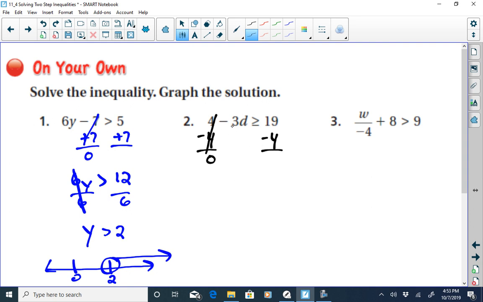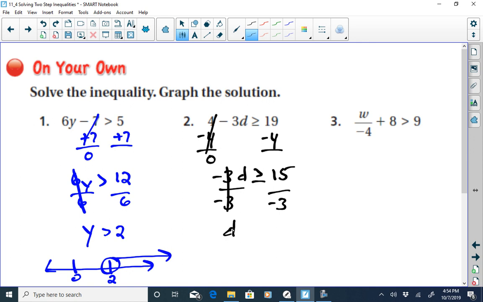Next place, students are going to make mistakes. That -3 coefficient, you have to bring that down. -3 times the number d is less than or equal to 19 minus 4, which is 15. So at this step where we see the negative coefficient, we want to divide both sides of the inequality by that negative coefficient, -3. They cancel.